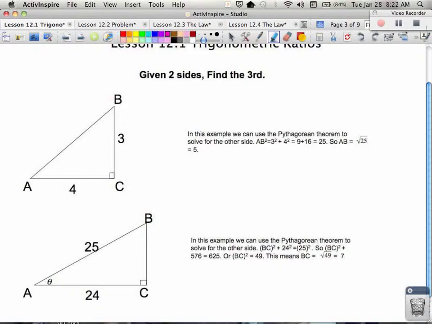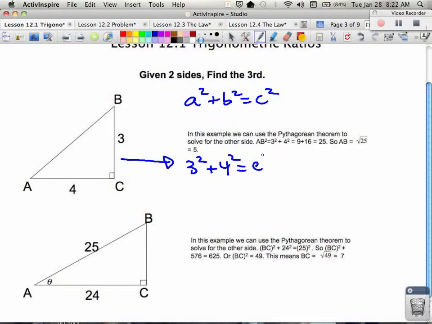This is where, when we're finding the third side given two sides, we use that famous Pythagorean theorem, a squared plus b squared equals c squared, or I told you leg squared plus leg squared equals hypotenuse squared. So in the triangle on the top left, I would have 3 squared plus 4 squared equals c squared. So that's 9 plus 16 equals c squared, or in other words, 25 equals c squared.